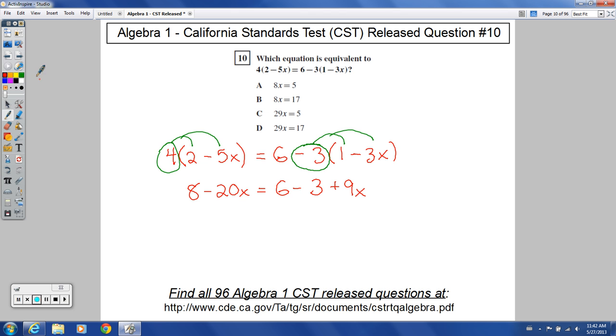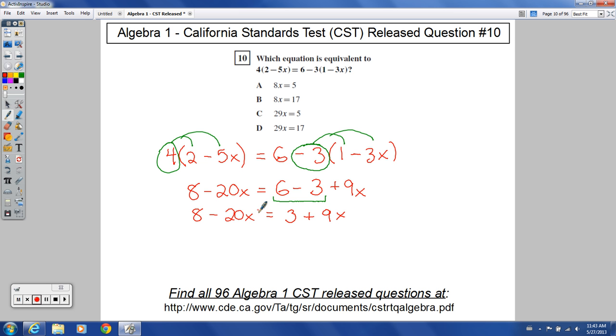So let's combine like terms here first. I can put these two things together. They're plain old numbers, so I'm going to put those together first. I'll have 8 minus 20x equals, this would be 3. I was almost going to write 9. That would be 3. Make that look a little nicer. 6 minus 3 is 3, plus 9x.